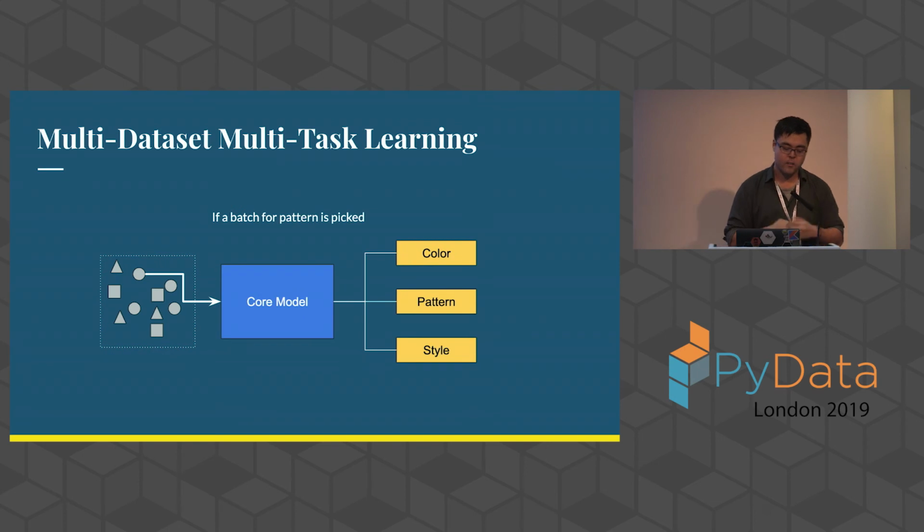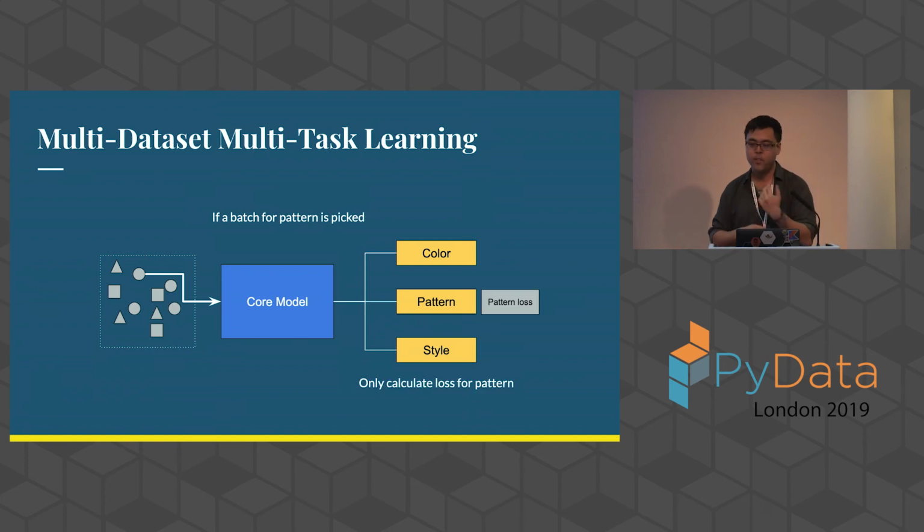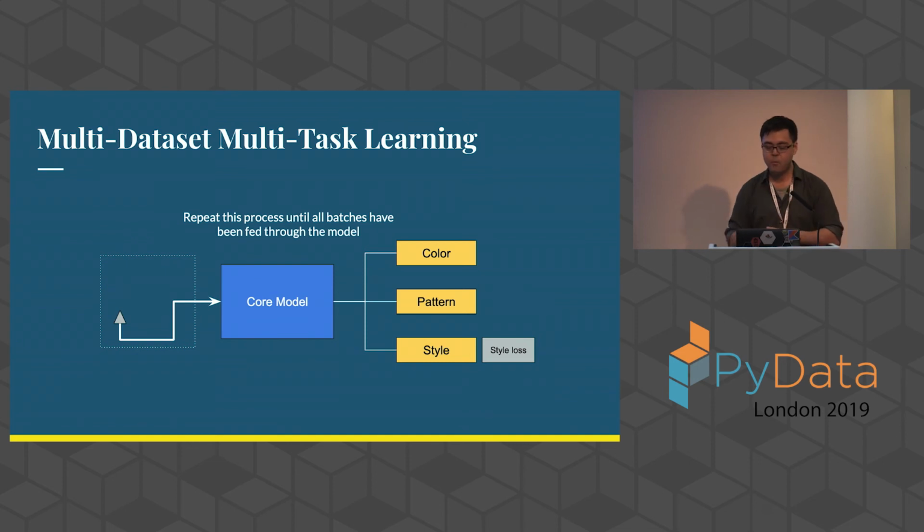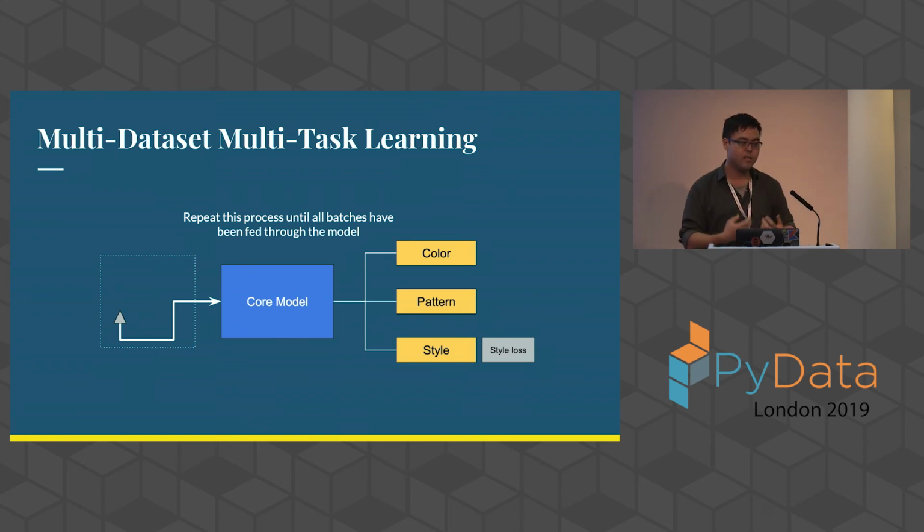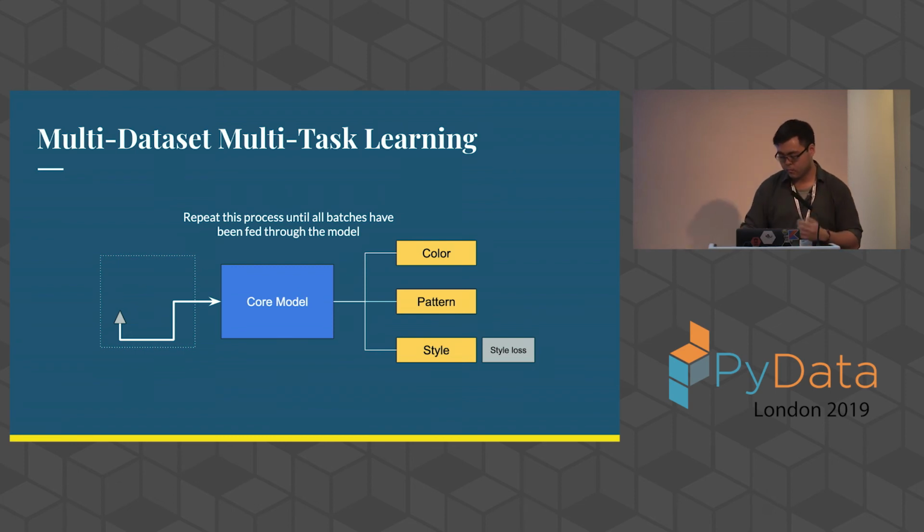In the next iteration, say we pick a circle, which is a pattern batch. We take that pattern batch, feed it through the network, and let it output the probabilities for color, pattern, and style, but we just calculate the pattern loss and use that for backpropagation. The training epoch ends when we sample the last batch, feed it through, and use that batch's loss for backpropagation. The end result is a multitask network that, when you feed a sample through, can make reasonable, strong predictions for all of these categories, although it's never actually seen a sample that has been marked with all three of these categories.